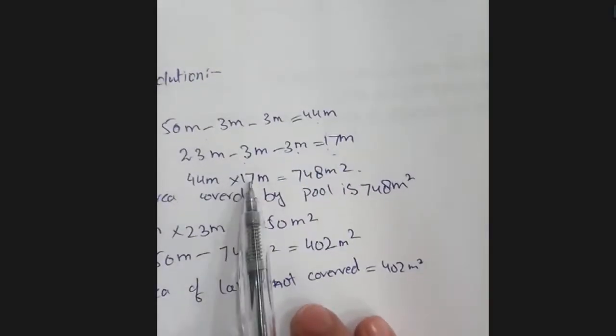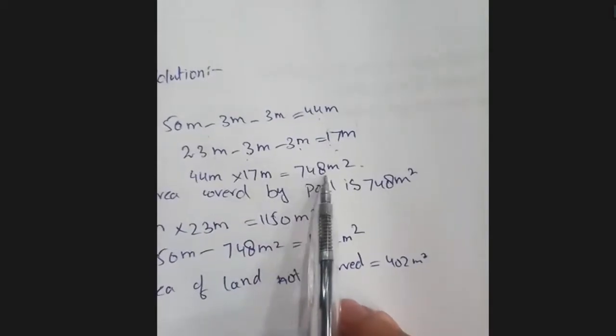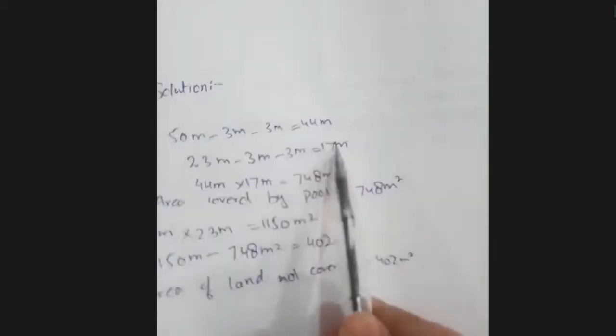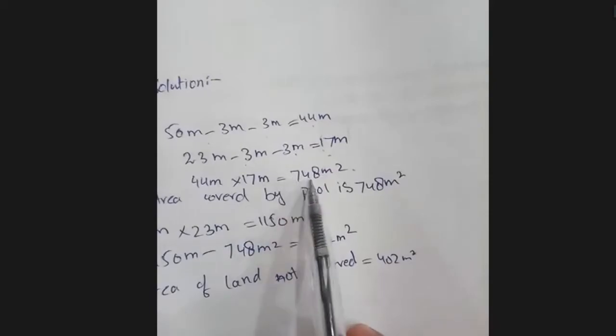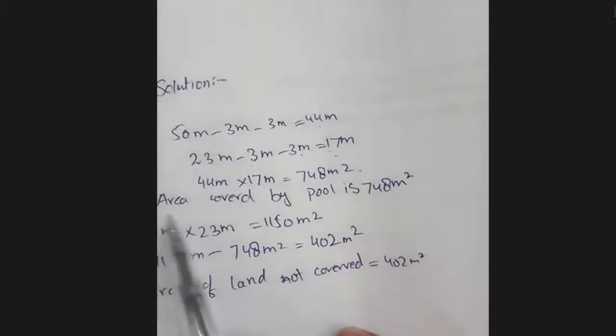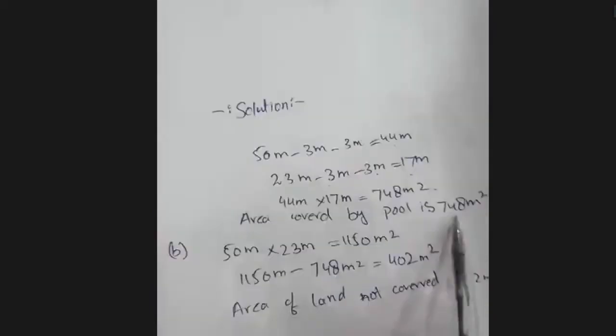Now we have to find the area of the covered region. 44 multiplied by 17 is equals to 748. Length multiplied by breadth is equals to 748 meters square. That is your answer, area covered by the pool. Now you have got my point.